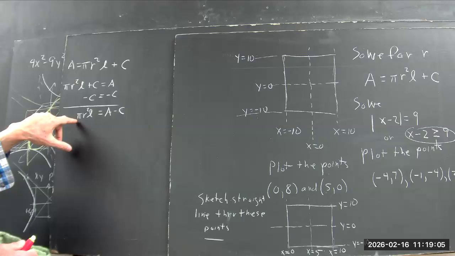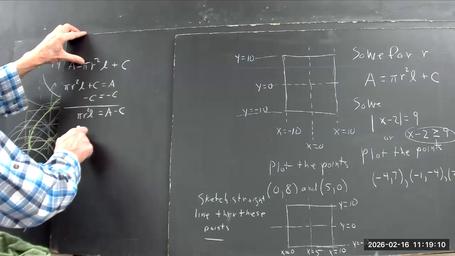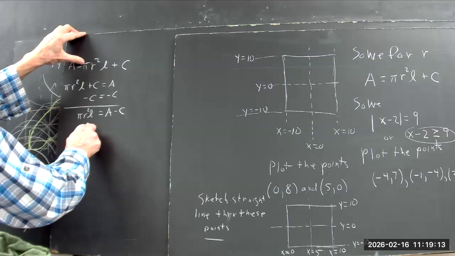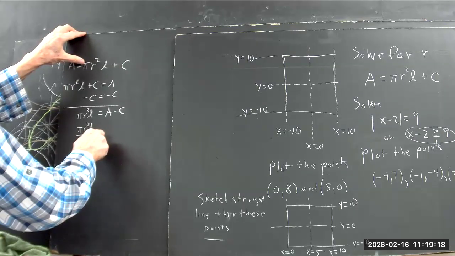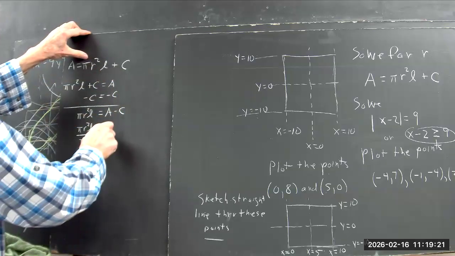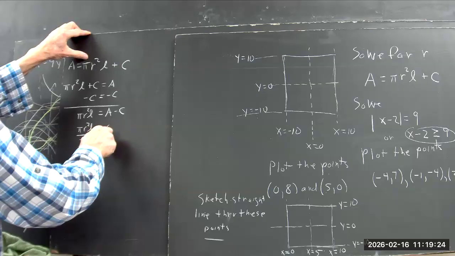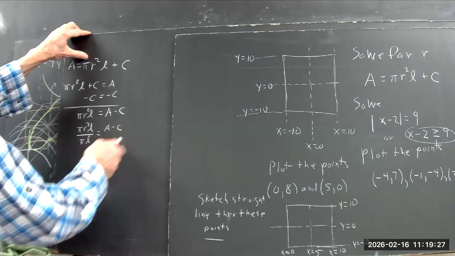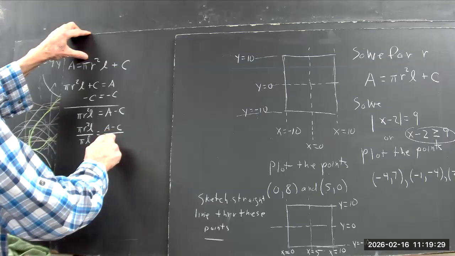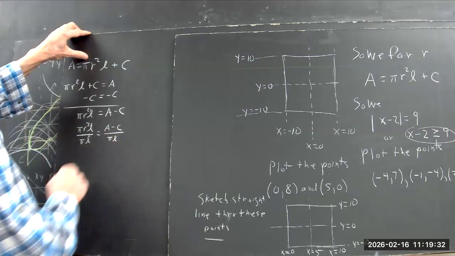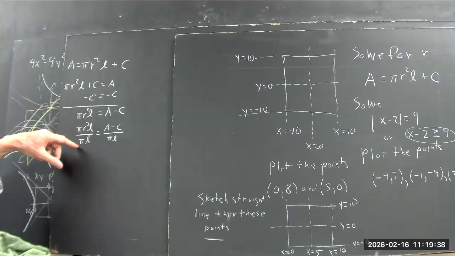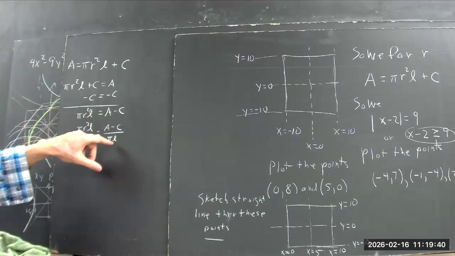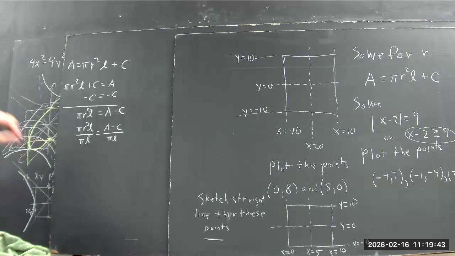Now, how are we going to get to R? Well, the first thing we want to do is do something about that pi and the L. The pi and the L are both multiplied by R, so we can take the pi R squared L and divide it by pi L. And then, of course, we have to do it on the right-hand side. The right-hand side has A minus C, so we'll write A minus C as the numerator of a fraction, and we'll write pi L as the denominator. So what I have now is pi R squared L over pi L equals A minus C over pi L.